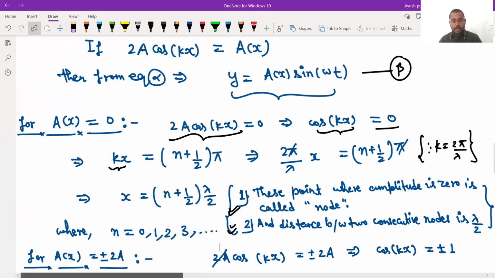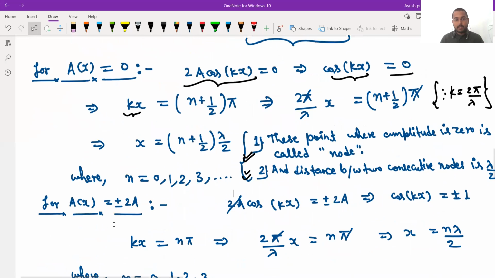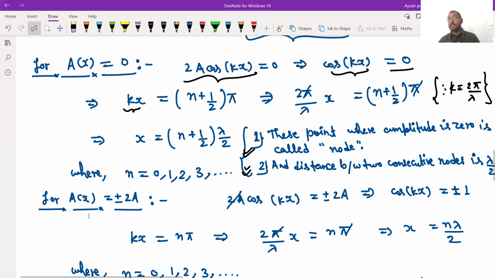Now we have got that where the amplitude is 0, we have the node points, and the distance between two consecutive nodes is lambda by 2. But the cos value can be +1 or -1 also. So when the cos value is +1 or -1, the amplitude will be maximum, either in the negative direction or in the positive direction. Thus the amplitude has to be maximum. So if the amplitude is maximum, that means A(x) is ±2A, because 2A will be the maximum amplitude. So now A(x) is 2A cos kx.